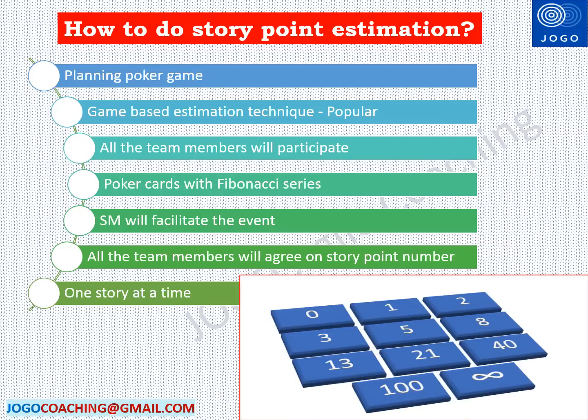Scrum Master will facilitate the planning poker game to conclude on the estimation from each team member. One user story will be estimated at a time from the product backlog. All the team members will agree on one estimate number for each user story. Scrum Master can follow a few techniques to get the consensus from the team members if the team members are not able to agree on a single number for the user story. So this is how the story point estimation is done by the team.